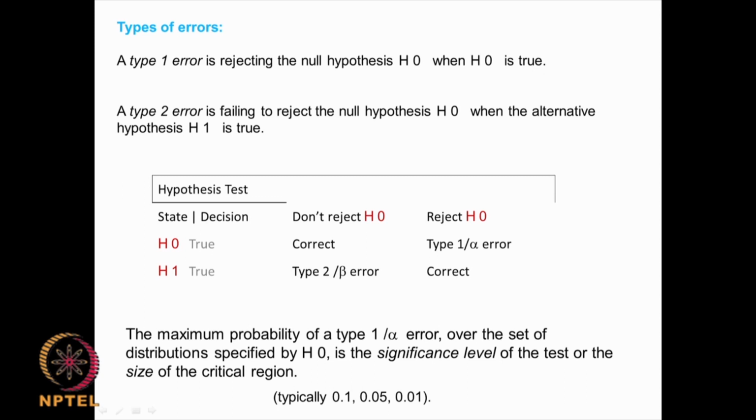When H naught is true, we reject the H naught, that is called the type 1 error. When H1 is true, we fail to reject the null hypothesis, that is called the type 2 error or beta error. So, type 1 error is called the alpha error and type 2 is called the beta error. So, we need to always sort of balance between the alpha and the beta error, and generally we give more importance to the alpha error actually.